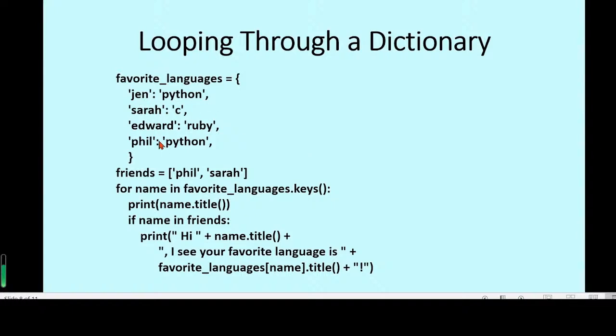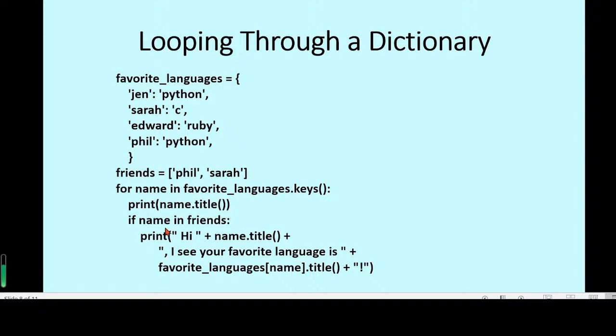So this is the code. We create the same dictionary as before. Then we have friends, a list of two of our friends. Then we write a for loop, for name in favorite_languages.keys(). So this name represents each name in this dictionary. Then print this name in title form first.